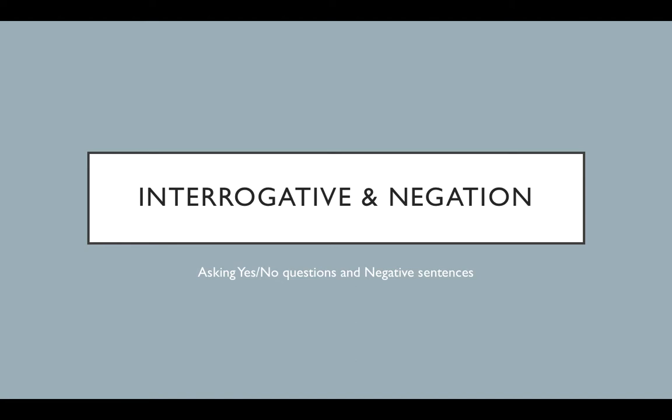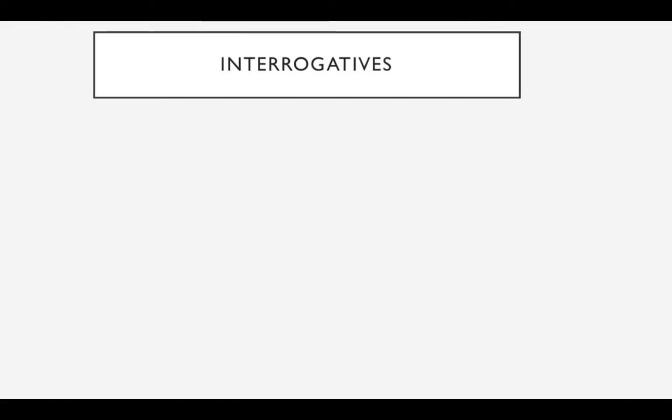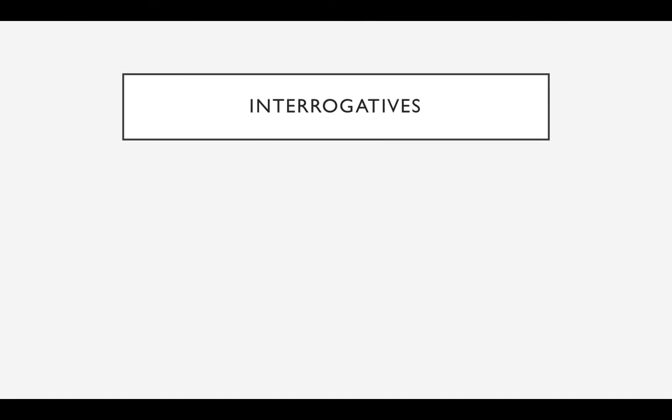So today's lesson is going to be interrogative and negation. So that's asking yes no questions and negative sentences. So, interrogatives. Today's lesson will be about asking yes no questions in Ojibwe and responding in the negative. So, we are asking questions that trigger or elicit a yes no response from your audience or whoever you're talking to.